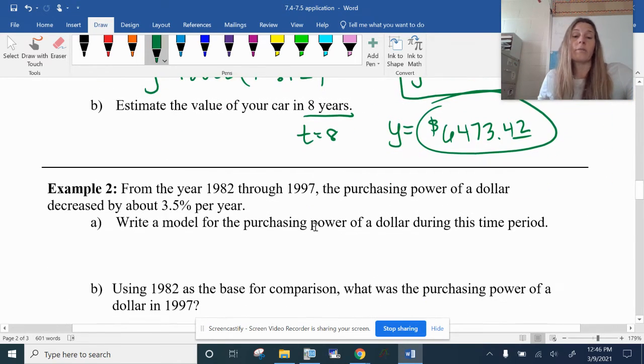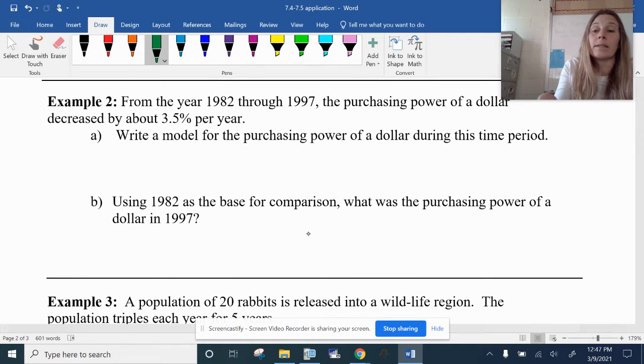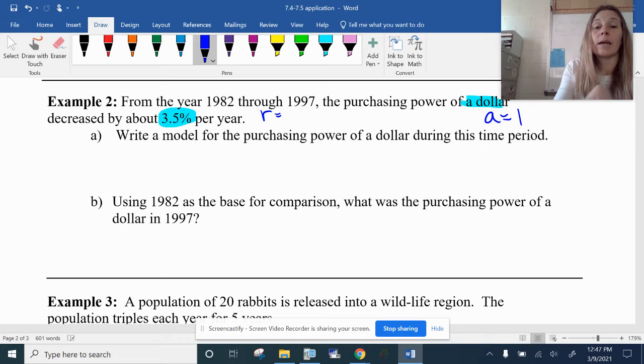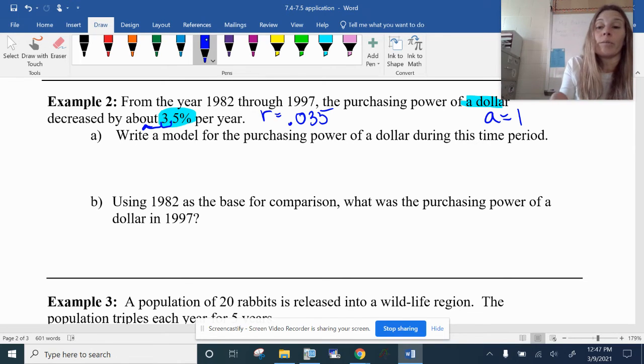Okay, next question. From the year 1982 through 1997, the purchasing power of a dollar decreased by about 3.5%. So my initial value is just $1. And my rate, this time, there is a decimal here, so I'm moving the decimal 2 spots, and I'm going to get 0.035. That's a very common mistake. A lot of people will not move the decimal appropriately. Okay, so write a model for purchasing power.